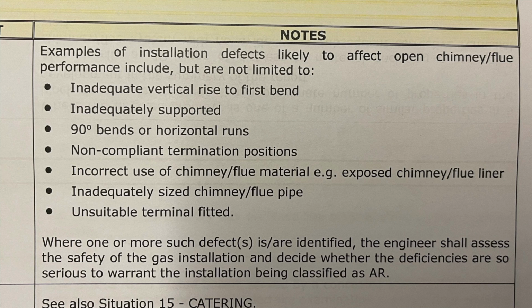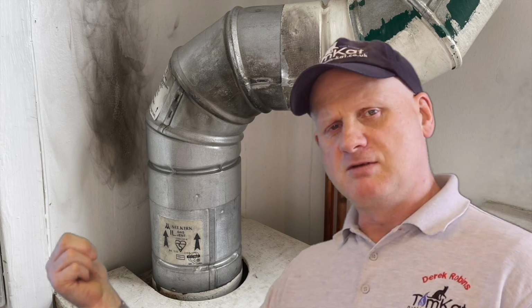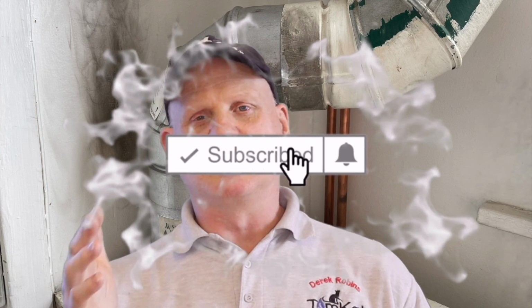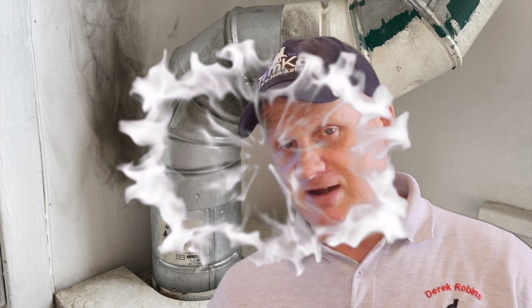At the bottom it says, where one or more such defects are identified, the engineer shall assess the safety of the gas installation and decide whether the deficiencies are so serious it warrants the installation being classified as at risk, or AR. What's our big problem? We've got signs of spillage. So what does that make it? Yeah, it makes it immediately dangerous. I think if you rocked up to this boiler and you saw it in this state, hopefully you would be IDing it. And obviously if you did a flue flow test and spillage test and found out it was failing, then it would definitely be ID.